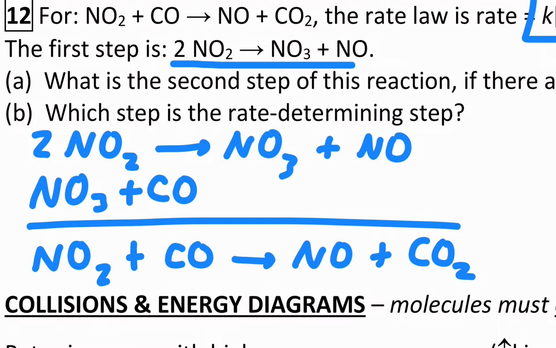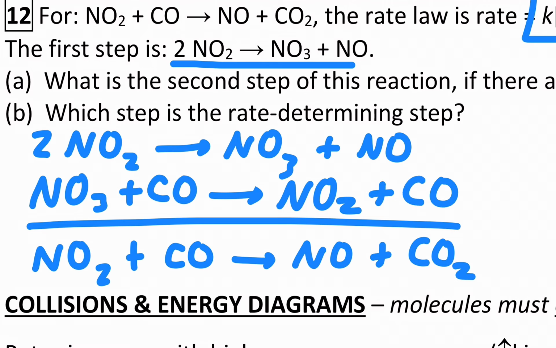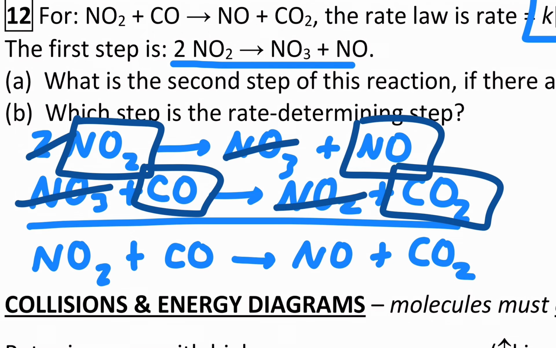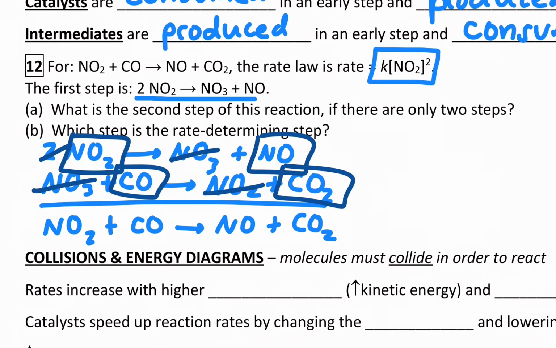I'm just figuring out how to add these 2 reactions together. The products, well, I need 1 less NO2, so I'm probably going to produce an NO2, and I'm going to produce a CO2. And now I have something that adds together to give me the net reaction. The NO3 will cancel, and 1 of the NO2s will cancel to give me NO2 plus CO gives me NO plus CO2. They have to add together to get the net reaction. Now, what's the rate law?